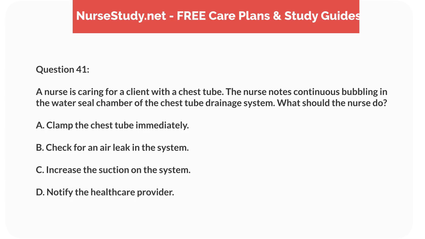Question 41. A nurse is caring for a client with a chest tube. The nurse notes continuous bubbling in the water-sealed chamber of the chest tube drainage system. What should the nurse do? A. Clamp the chest tube immediately.